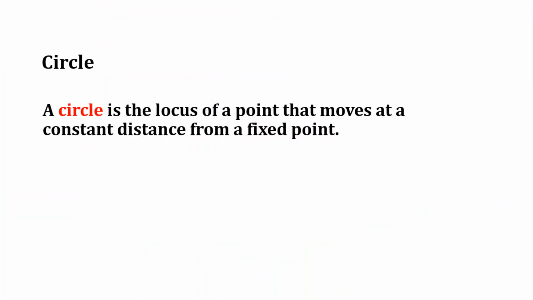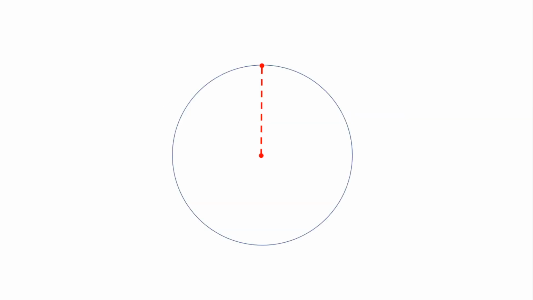Okay, so first, a circle is the locus of a point that moves at a constant distance from a fixed point. So here is the example. So this is a circle, and the red line is what we call the constant distance from the center to the end of the circle. So just look at it.